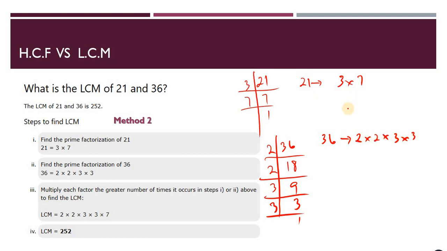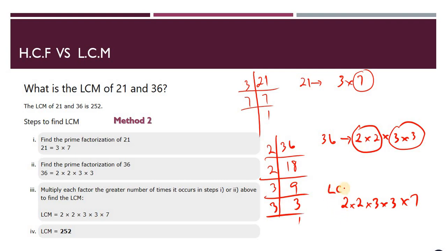And what we want to do is to select the highest number of times a number occurs in either set. So 2 occurs the most in this set. It does not occur in this one at all. So we're looking at 2 times 2. And 3 occurs the most in this set. It only occurs once in that one. And 7 occurs the most in this set. It does not occur in this one. And this will be your answer for the LCM.